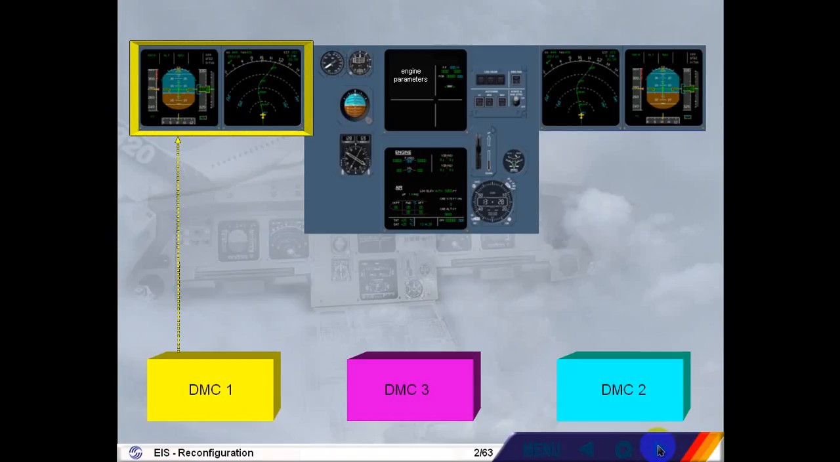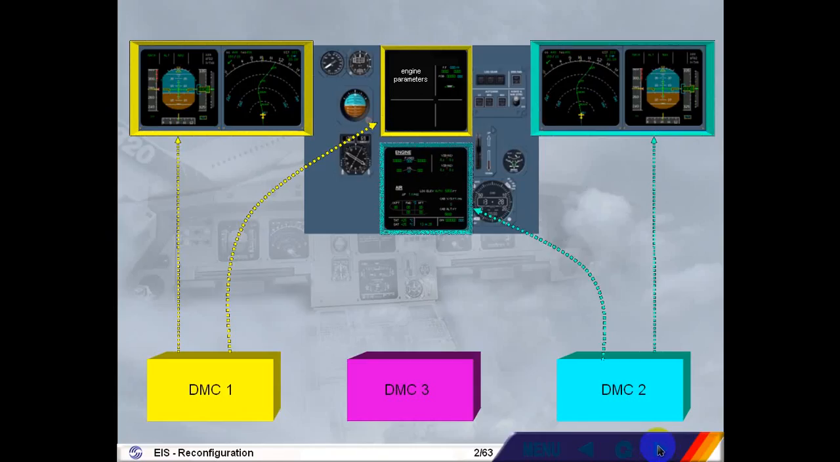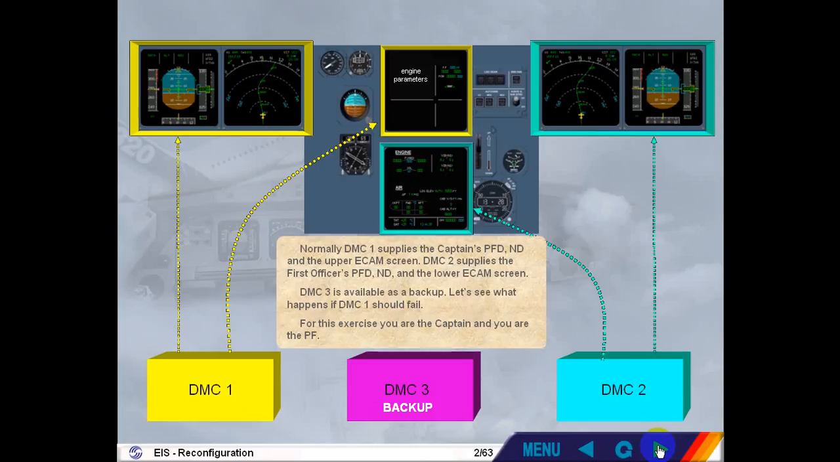Normally, DMC-1 supplies the captain's PFD, ND, and the upper ECAM screen. DMC-2 supplies the first officer's PFD, ND, and the lower ECAM screen. DMC-3 is available as a backup. Let's see what happens if DMC-1 should fail. For this exercise, you are the captain and you are the pilot flying.